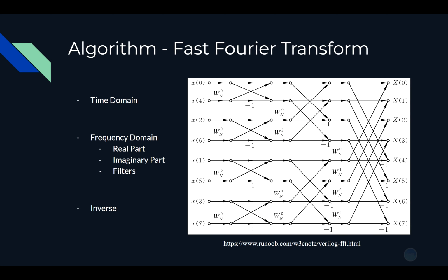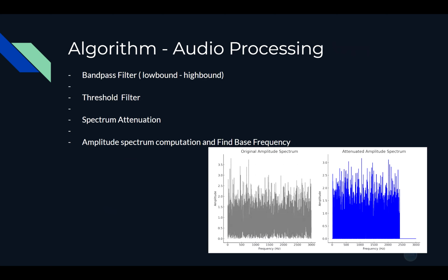This is the butterfly convolutional multiplication. You can see that the fast Fourier transform algorithm divides the audio sample into pieces and combines the pieces in pairs to do the convolutional multiplication to convert it based on the different frequency characteristics. And then this is the audio processing part.